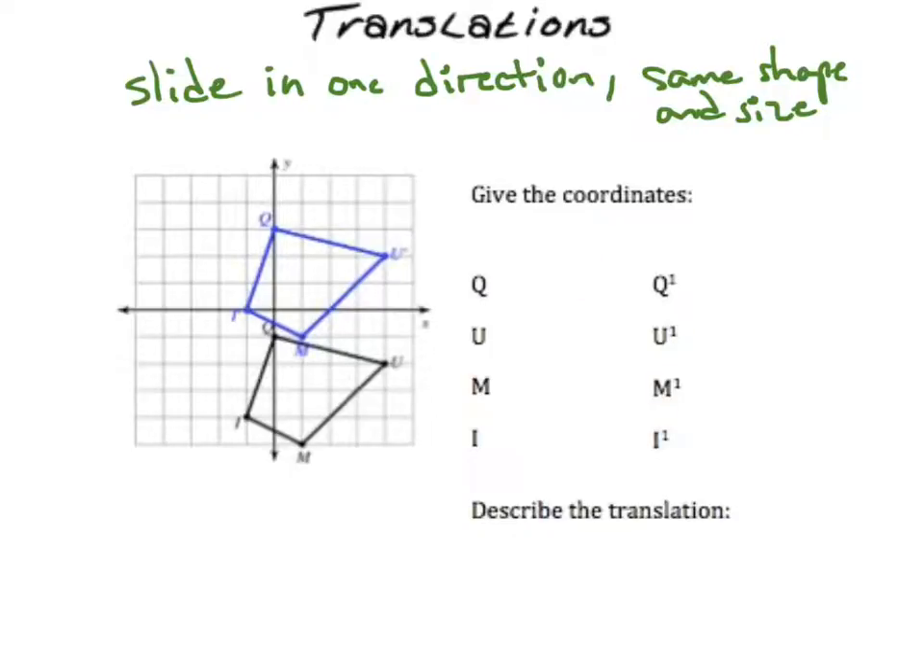So the first thing I want to do is I want to find the coordinates for each of my points. So what's the coordinate of point Q? Well, I didn't go side to side, so my x value is 0. I'm still at the origin. But I went down 1, so I went to -1. That's my y value. So point Q is at (0, -1). Go ahead and pause and do the other points, just for practice.